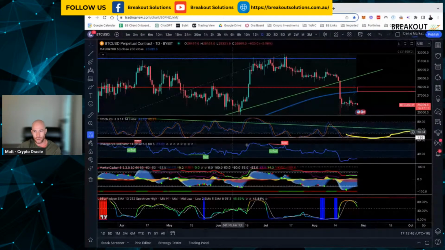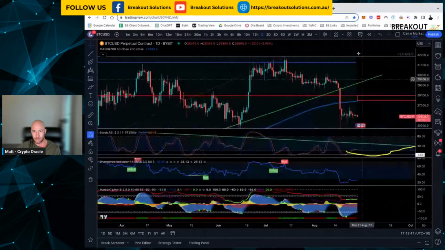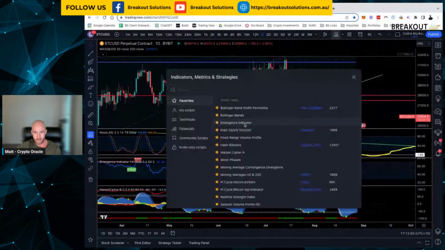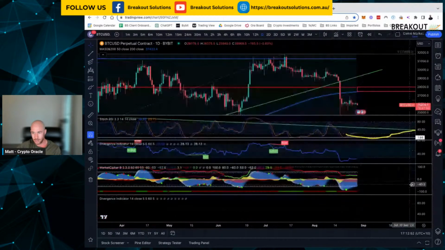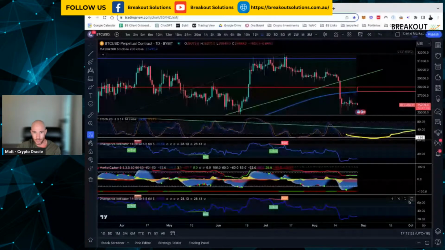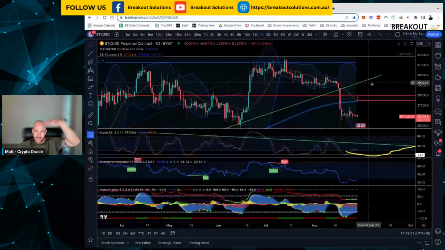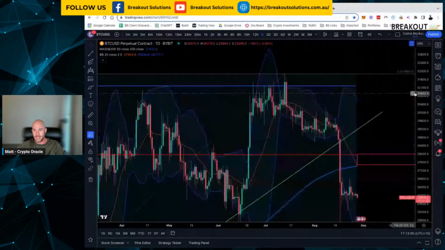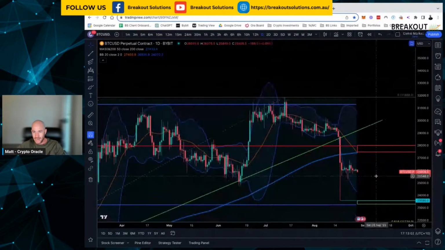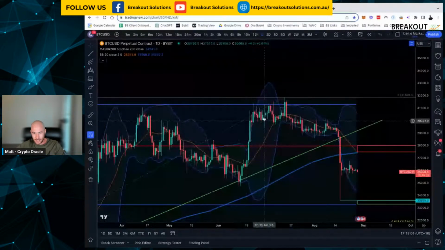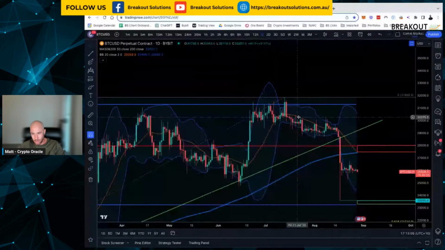If I turn on the Bollinger Bands, that'll give us a better indicator. You'll see that the daily Bollinger Bands are still quite wide and they're coming in, right? So you can see here these Bollinger Bands have widened. And when they widen, you tend to see this consolidation for quite some time before the next move.